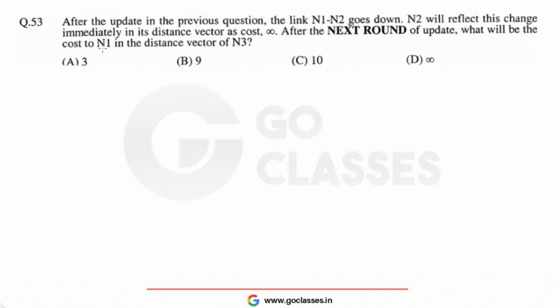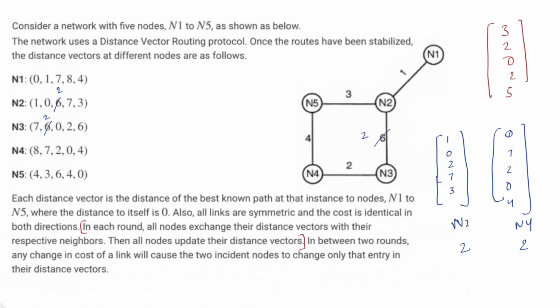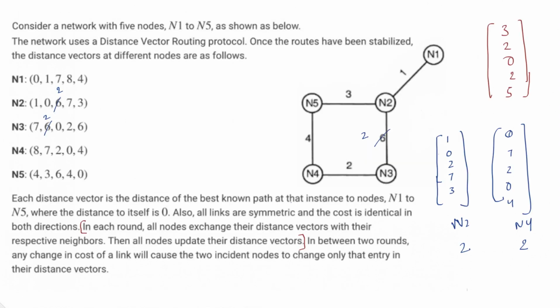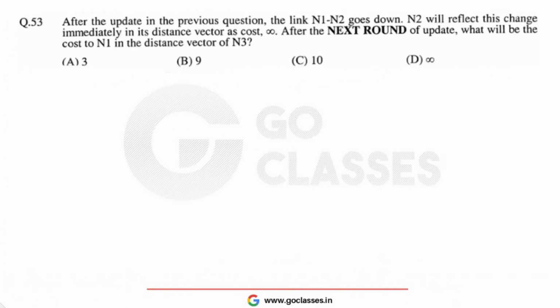So let's solve the next question. In the next question, they are saying that after the update in the previous question, which means everything, not just n3, everything will get updated. So this is the final vector for n3, and similarly n4 will get updated, n2 will get updated, every vector will get updated. And after this round, the link n1 to n2 goes down. So once I have every new vector everywhere, I will be having new vectors like this, and the n3 vector we have just calculated. Similarly, I need to calculate all the vectors, and once we calculate all the vectors, then this round of update is completed, right? So after the update, the link n1 to n2 goes down.